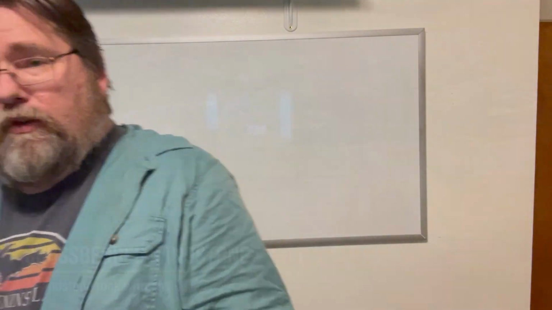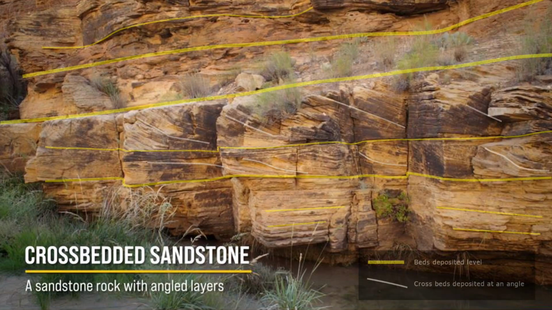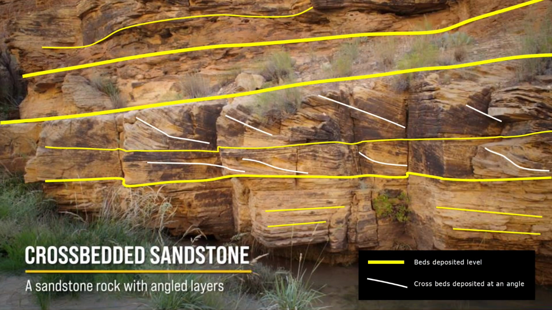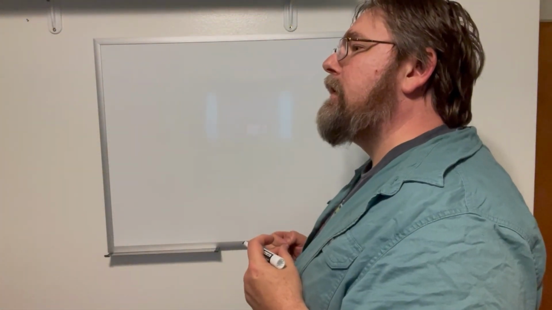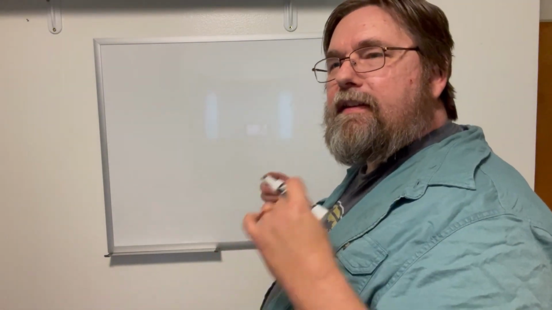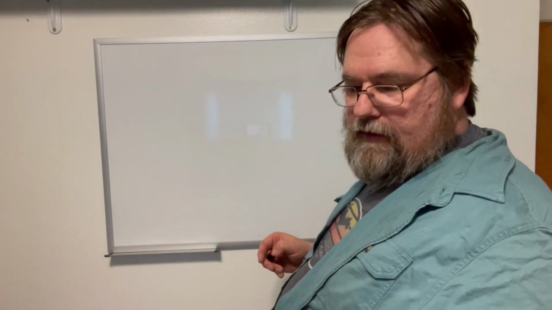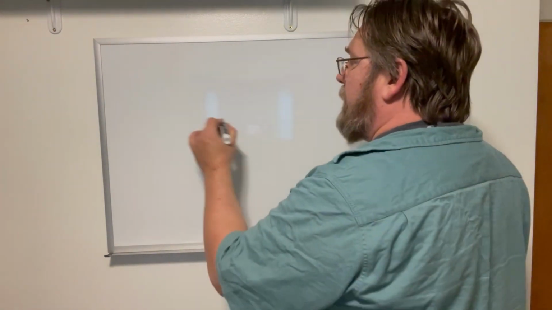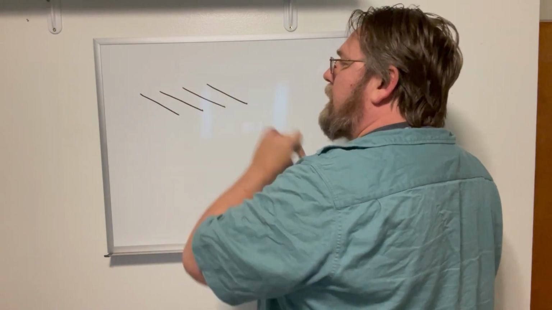Okay, I want you to look at this here, because we do have horizontal bedding here, but we also have cross beds. Cross beds are beds that are not, how do I put this? Cross beds are beds deposited at an angle that isn't level or near level. There are many types of cross beds. These look like planar cross beds. Planar cross beds are like this, right?